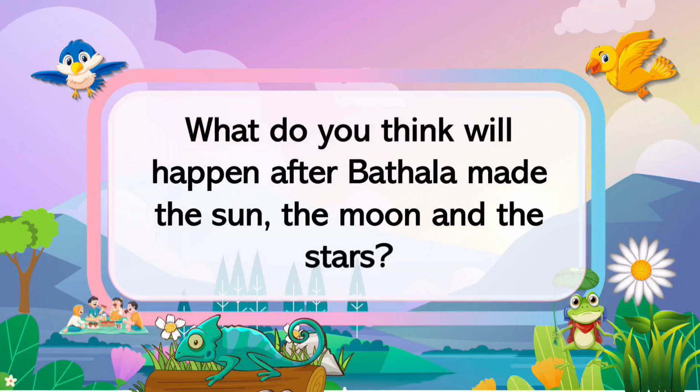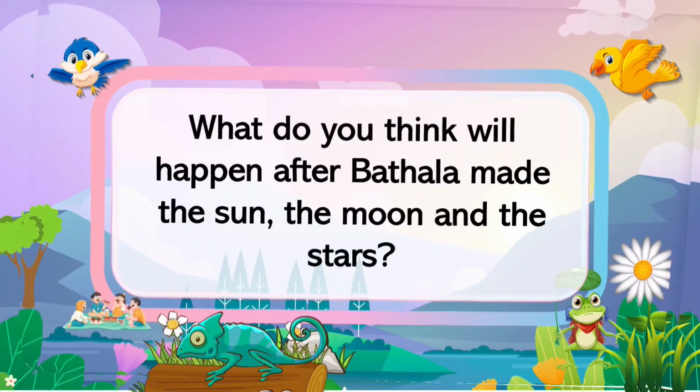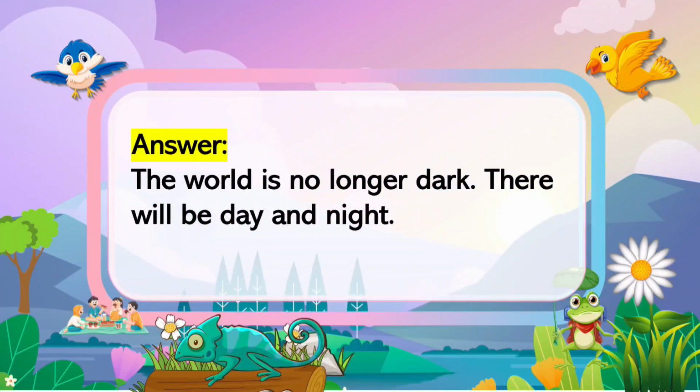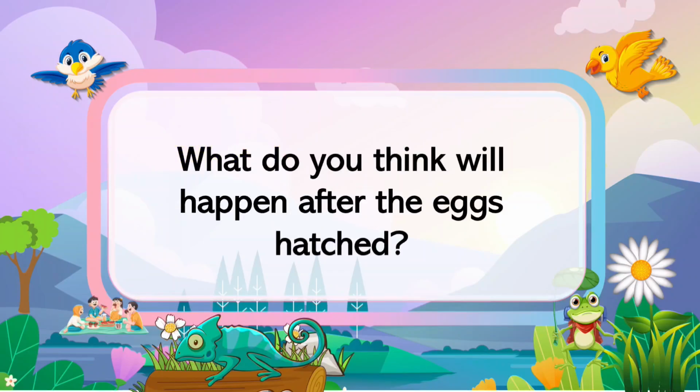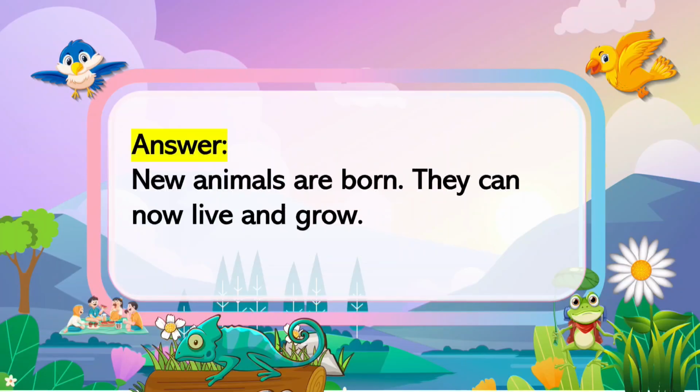What do you think will happen after Bathala made the sun, the moon, and the stars? The world is no longer dark. There will be day and night. What do you think will happen after the eggs hatch? The answer is new animals are born. They can now live and grow.